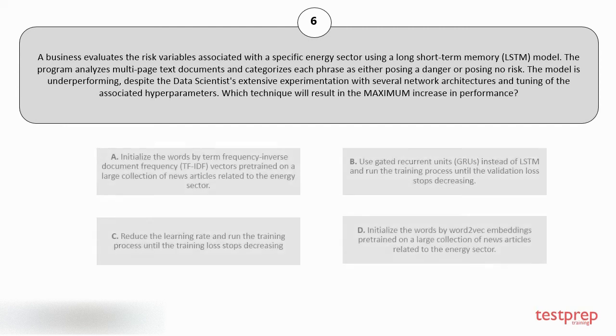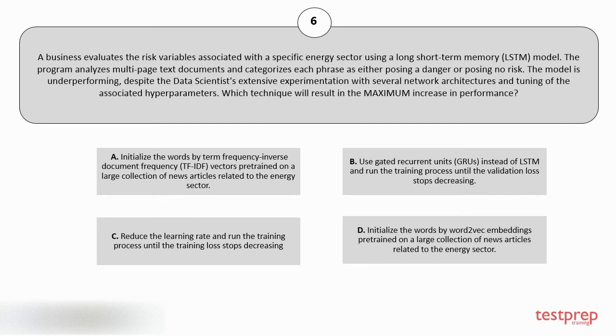Your options are: A. Initialize the words by term frequency inverse document frequency vectors, pre-trained on a large collection of news articles related to the energy sector. B. Use gated recurrent units instead of LSTM, and run the training process until the validation loss stops decreasing. C. Reduce the learning rate, and run the training process until the training loss stops decreasing. D. Initialize the words by word2vec embeddings, pre-trained on a large collection of news articles related to the energy sector.